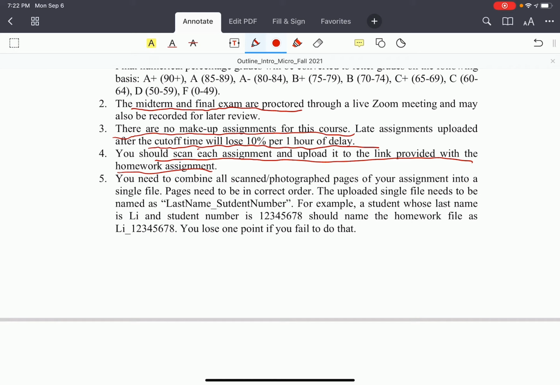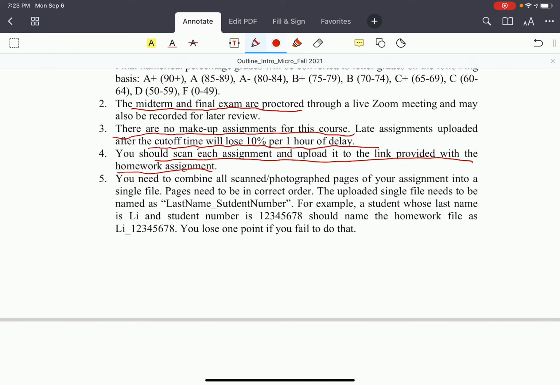This is important because if you put different problems into random orders, then it's possible that your marker will not be able to find a specific problem. Then you will lose points. And it's also important you give me a single file. If you give me 10 pages, then it's very hard for me to organize your homework. And it's also possible that with so many pages, if I lose one page again, it will be inconvenient and you will be not happy, right?